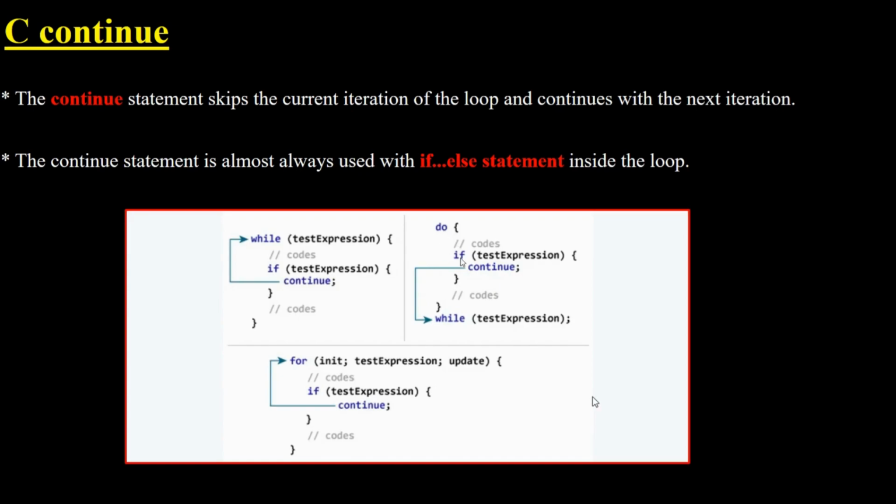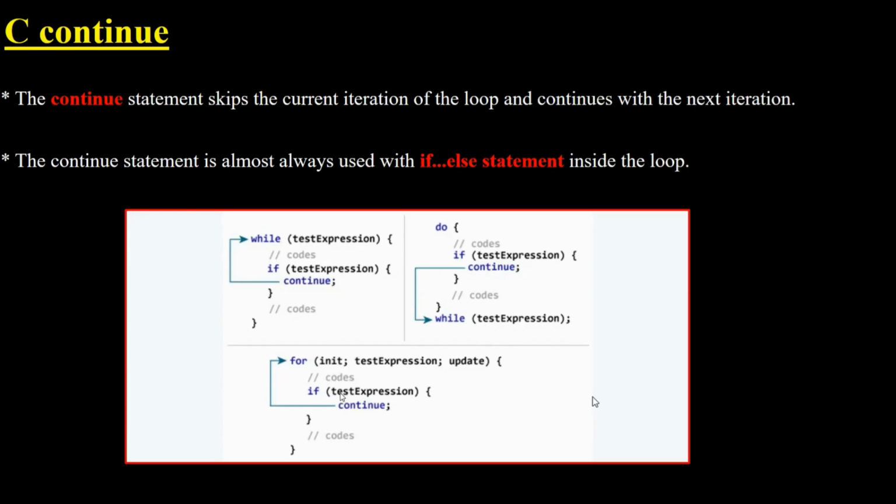Same example for the do-while. Here we have code to execute. We have a code to test inside the if statement. If the test expression is true, the program will execute the continue statement and will go back to the while to test this test expression again. If the test expression is validated to false, the continue statement will not be executed and this code will be executed. The last loop we have here is for.